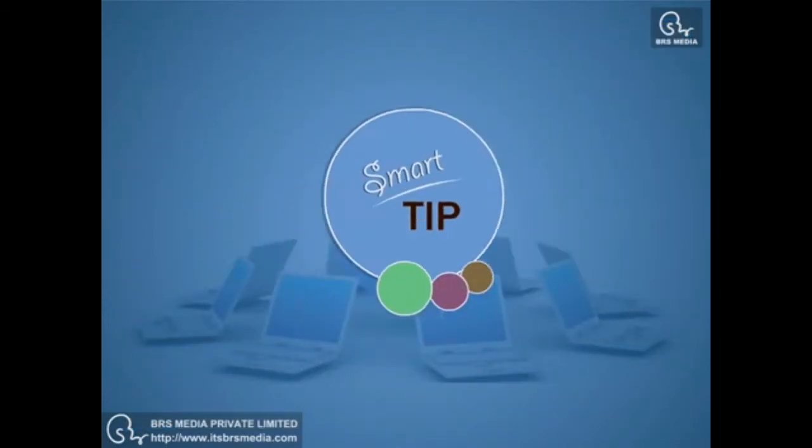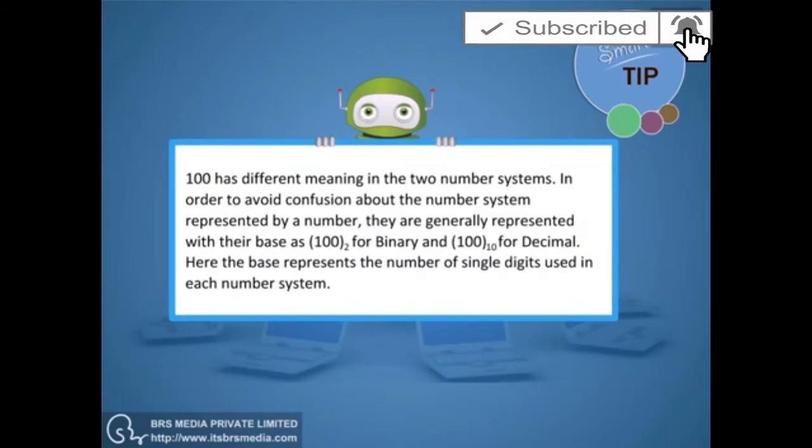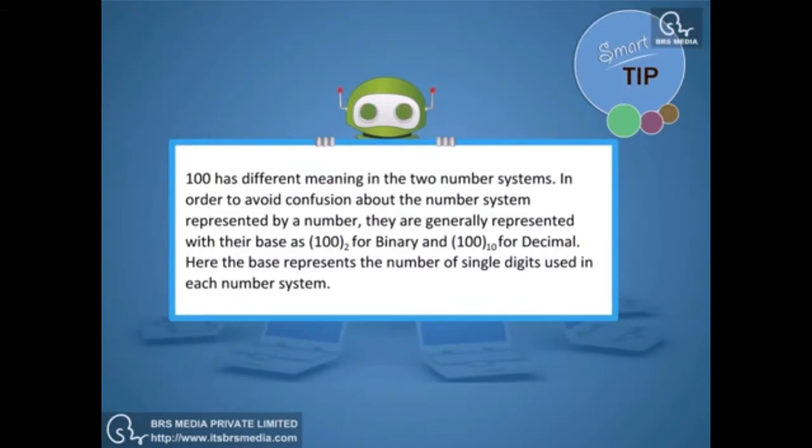Smart tip. 100 has different meaning in the two number systems. In order to avoid confusion about the number system represented by a number, they are generally represented with their base: 100 base 2 for binary and 100 base 10 for decimal. Here the base represents the number of single digits used in each number system.